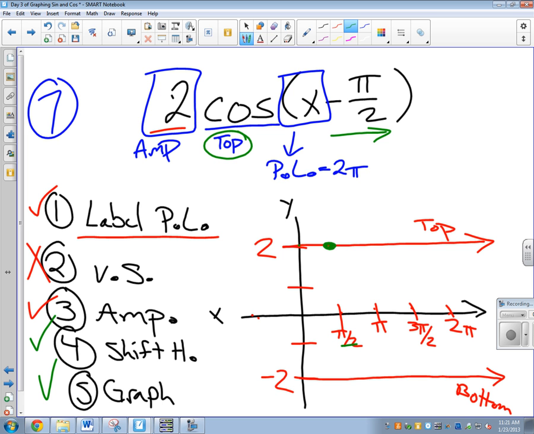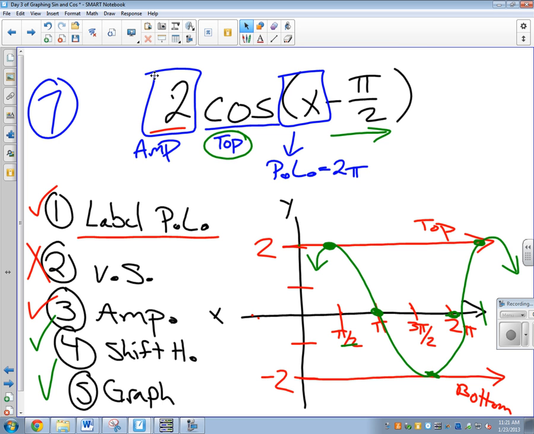So the final thing is just graph. Since I'm on the top, my next place is the middle, then the bottom, then the middle, and then my last one would be on the top. There is 2 cosine of x minus pi over 2.